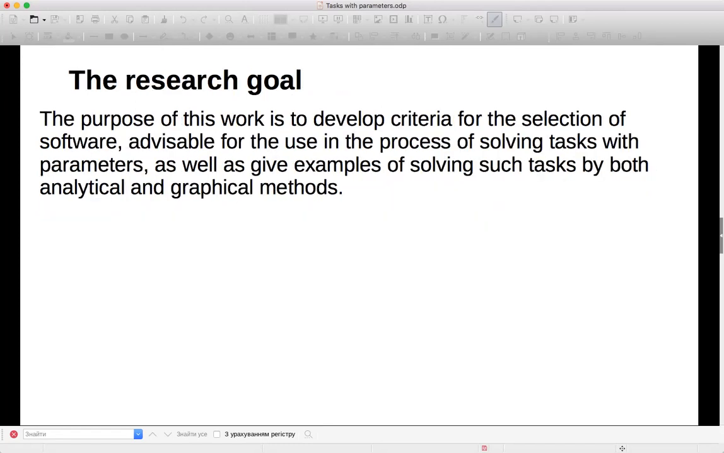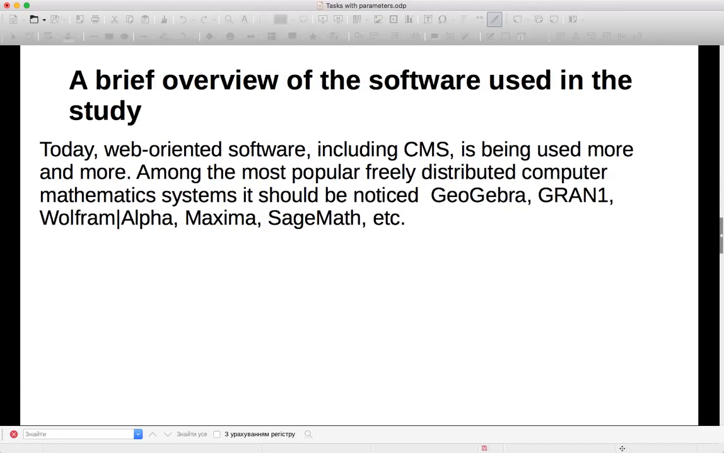The purpose of this work is to develop criteria for the selection of software advisable for the use in the process of solving tasks with parameters, as well as give examples of solving such tasks by both analytical and graphical methods. Today, web-oriented software, including CMS, is being used more and more. Among the most popular freely distributed computer mathematics systems, it should be noticed GeoGebra, Gran1, Wolfram Alpha, Maxima, SageMath, etc.